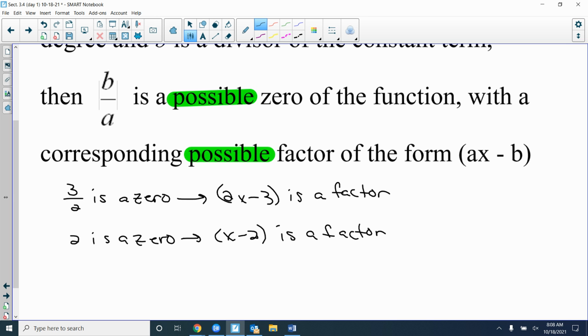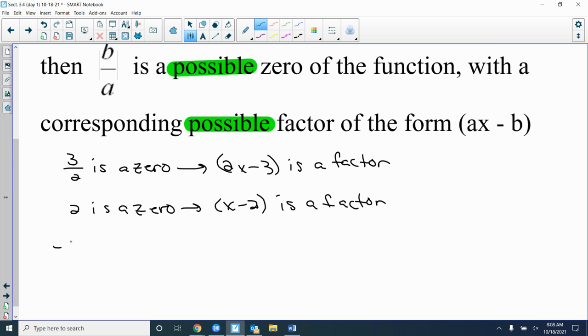We want to deal more with the fraction. So if I got -4/5 is a zero, what do you think is a factor? Let's see if any of this is sinking in. If -4/5 is a zero, Tim, what would be a factor? 5x plus 4. Good. So we got it. 5x plus 4 is a factor. Now let's put this all together.